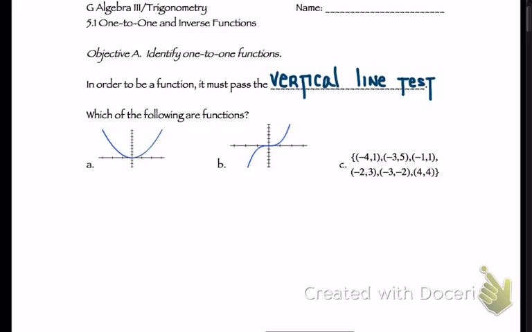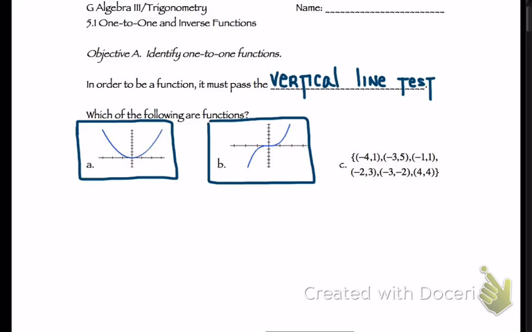I want you to circle, box, underline, whatever you want to do, the ones that are functions. What I notice is letter A is definitely a function, it passes the vertical line test. Letter B is also a function, it passes the vertical line test. Letter C is not a function though. Can you explain why letter C is not a function? Well, it's not a function because there are repeated x values, right? Remember, not only does it have to pass the vertical line test, but a function cannot have repeated x values. Important that you remember that. Nice little refresher for you.